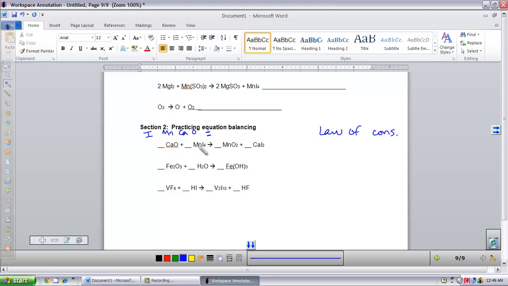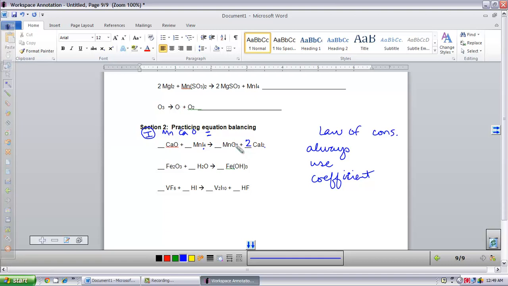So let's start with usually the more complex, and so I see a lot of I's here, so there's 4 iodines here. Since there's only 2 here, I'm going to add a coefficient. You always balance equations using coefficients. This is what's in front of each of the compounds. So you never mess with the subscripts. Those are not to be messed with. So I have 4 iodines here. 2 times 2 is 4 iodines. So my iodines are fine.